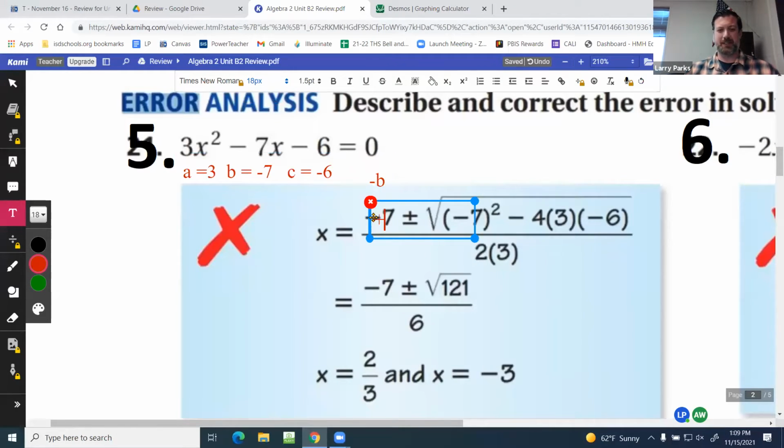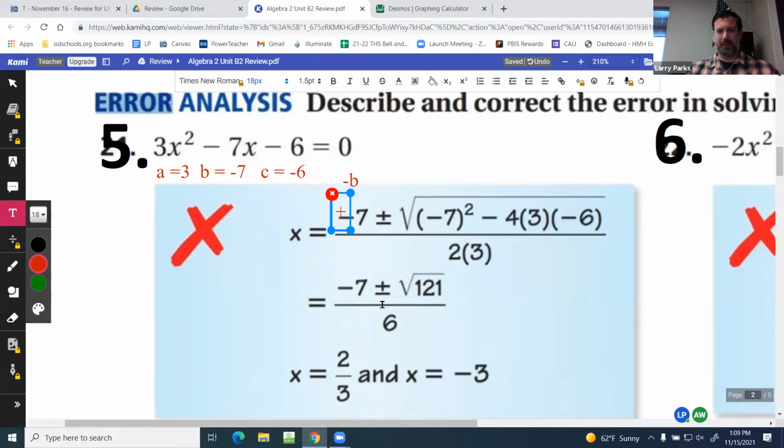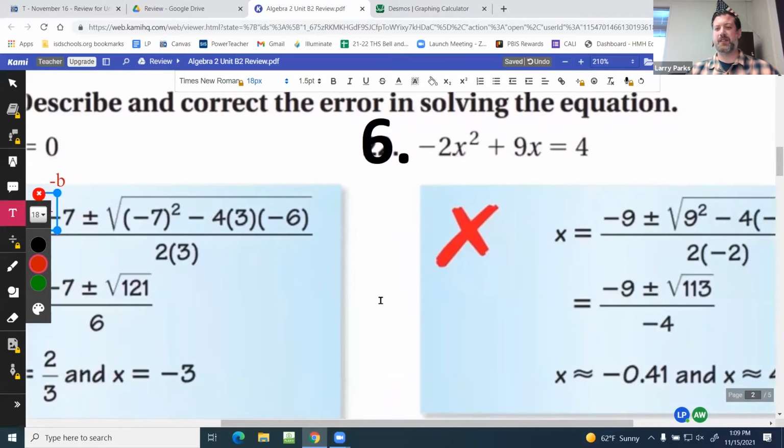So what's the error? This should be a plus sign. Okay, and that should be a plus sign. So that should be a plus, that should be a plus, and then you would go through and you would fix it, which we don't have time for.